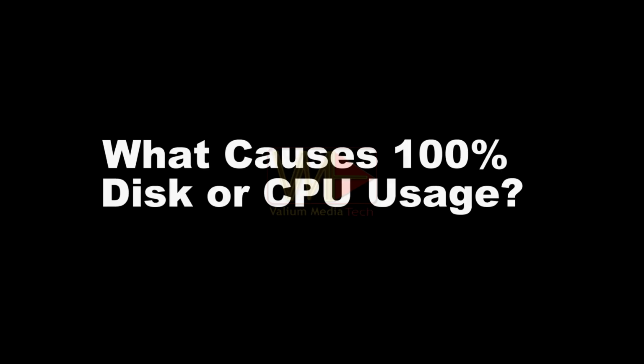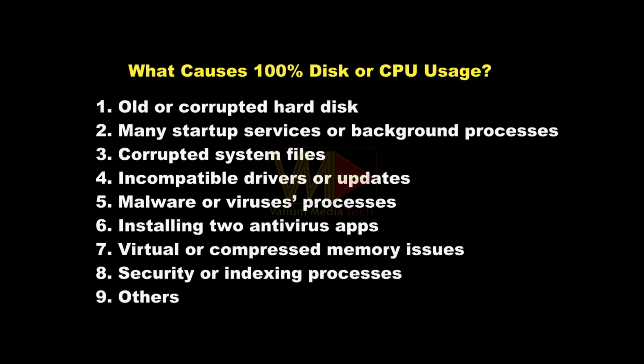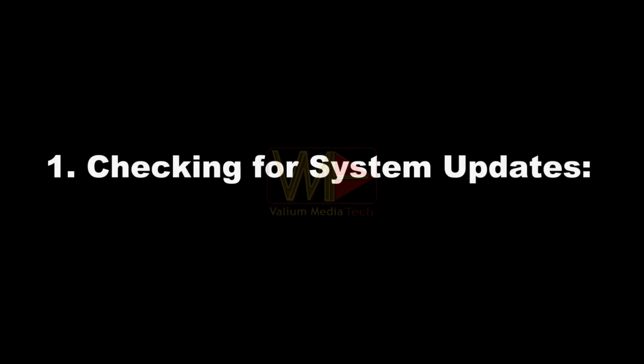Before starting, let's explore the most common causes for the CPU or disk being 100% utilized. There are many reasons for the CPU or system disk being 100% used, such as an old or corrupted hard disk, many startup services or background processes, corrupted system files, incompatible drivers or updates, malware or virus processes, installing two antivirus apps, virtual or compressed memory issues, security or indexing processes, and many other reasons. Let's start with general suggestions.